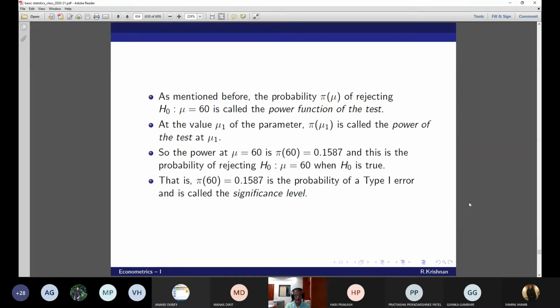Now some terminologies which you've been asking about all along. As mentioned before, the probability of rejecting is the power function of the test. And what is the power of the test? Whatever you evaluate, the probability evaluated at any given value of the parameter mu, for example mu1. So pi(mu1) is called the power of the test at mu1. So the power at mu equal to 60 is pi(60) equal to 0.1587.